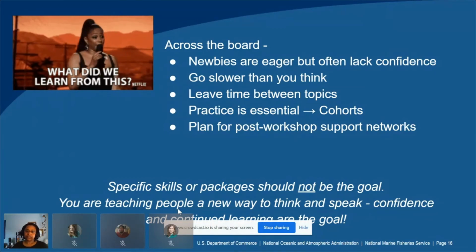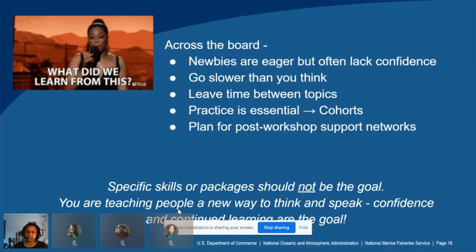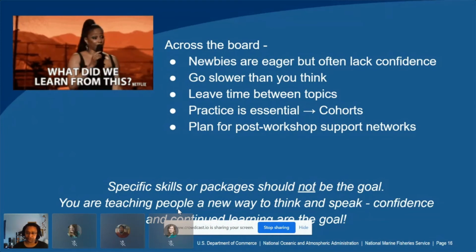Forming cohorts and having a plan for post-workshop support is also key. We tried to get our students to form a natural cohort, but depending on how short your time is, you're not able to really get that to start being organic. You might have to actually make a plan for it and get people excited about it.